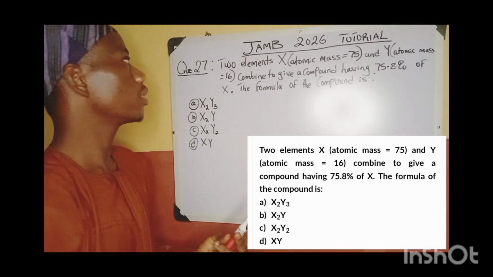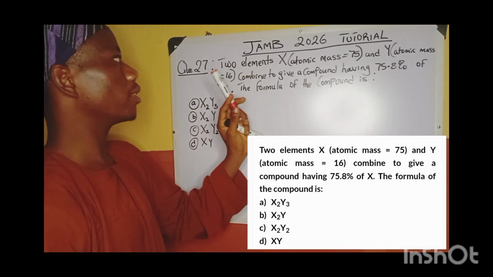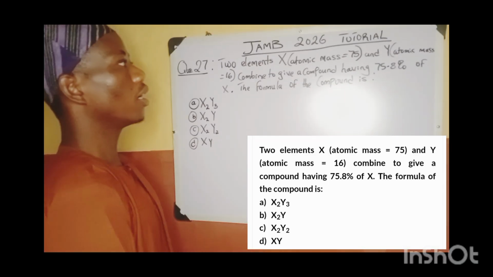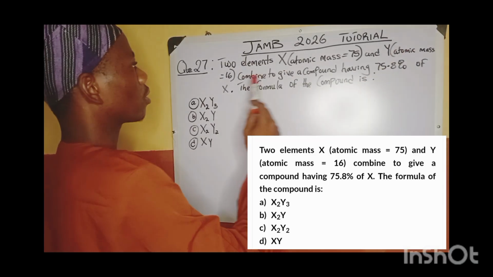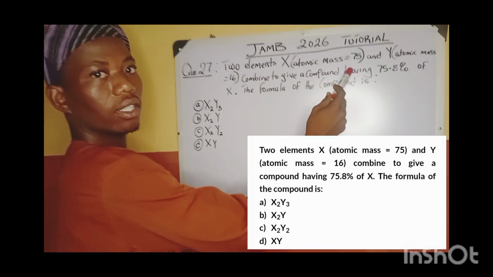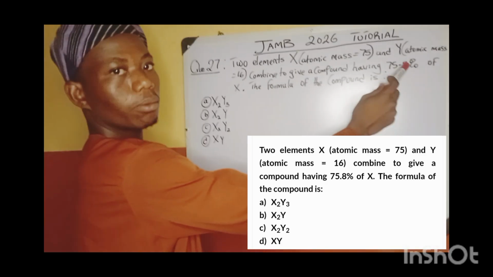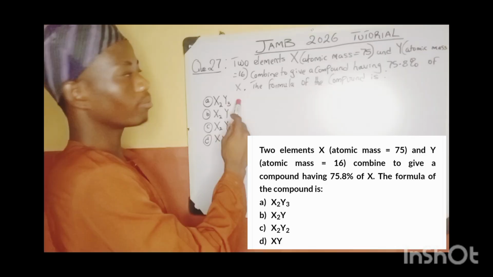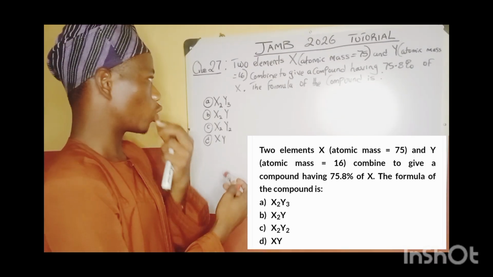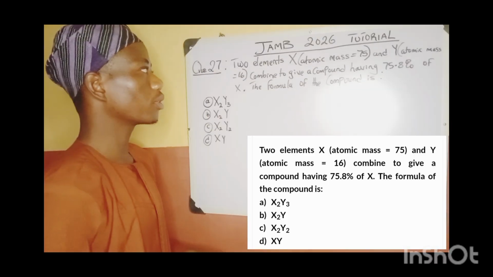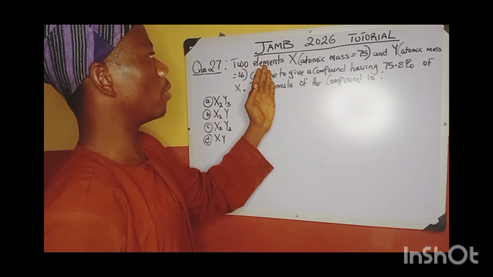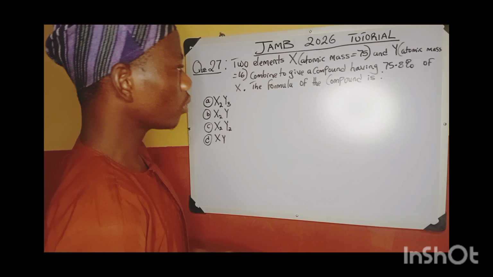Right, our question today is this. Two elements X having atomic mass of 75 and Y atomic mass of 16 combine to give a compound having 75.8% of X. The formula of the compound is, so these are options. We have to choose one out of these four options. So it's very easy. We are having two elements, which is X and Y.